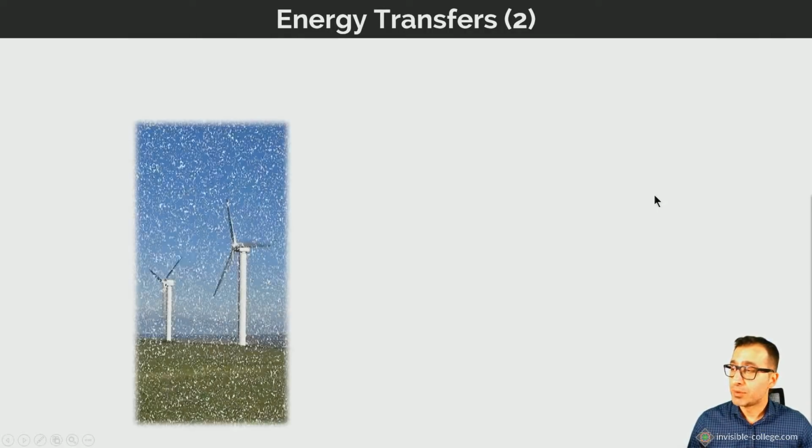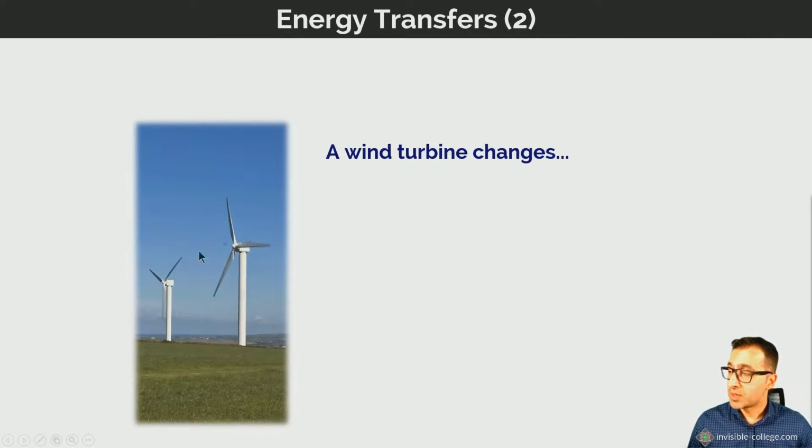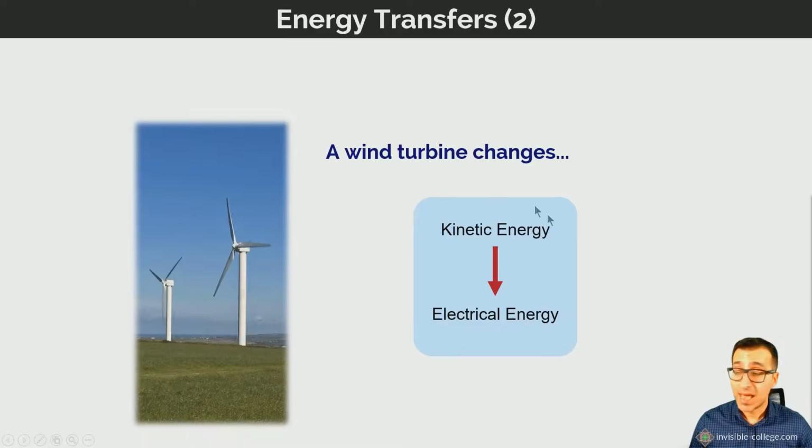So, taking another example then, if we have a wind turbine, such as one of these, the intended purpose of this is to change the kinetic energy of wind into useful electrical energy. And so that's the intended energy change. That's the energy transfer which we build the wind turbine to do. But there are other transfers taking place as well.